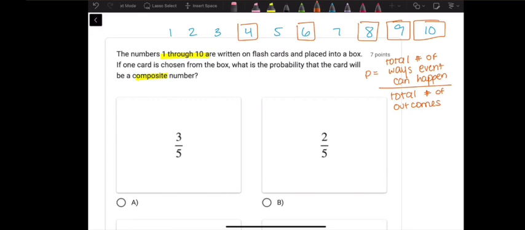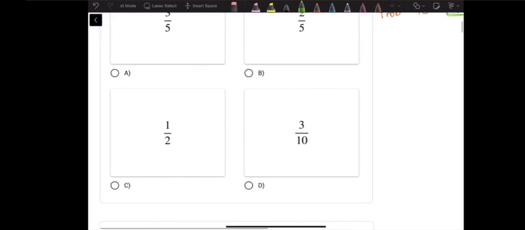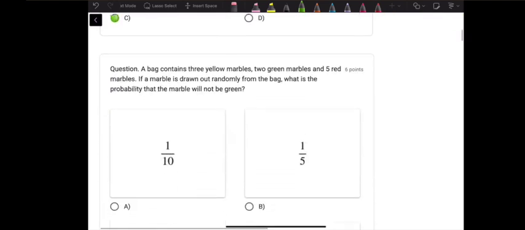So how many composite numbers do we have in total? We have a total of 1, 2, 3, 4, 5. So the total number of ways that the event we want can happen is going to be 5, because there are 5 composite numbers. I have a total of 10 possible outcomes because there's a total of 10 cards. So your probability is going to equal 5 over 10. But of course, we can simplify this because we can divide both 5 and 10 by 5, and this will simplify to 1 over 2. So your final answer is that the probability of you getting a composite number is going to be 1 over 2, which is C. Let's go ahead and take a look at number 2.